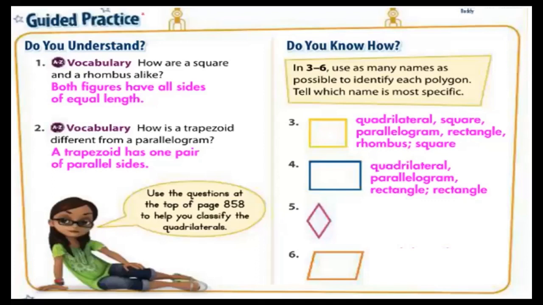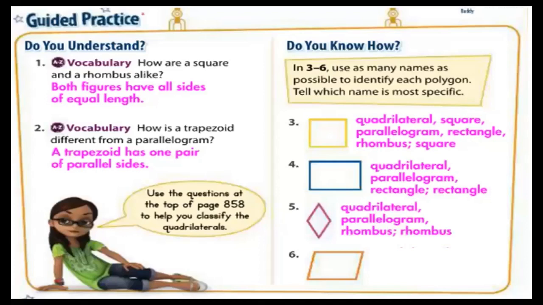Let's see number 5. Yes, I heard you all, Mr. Walid. It seems to be a rhombus. Yes, but we have to do the same. Write all possible names first. Then we select from all the possible names, we write the most appropriate one, the most specific one to name the shape.